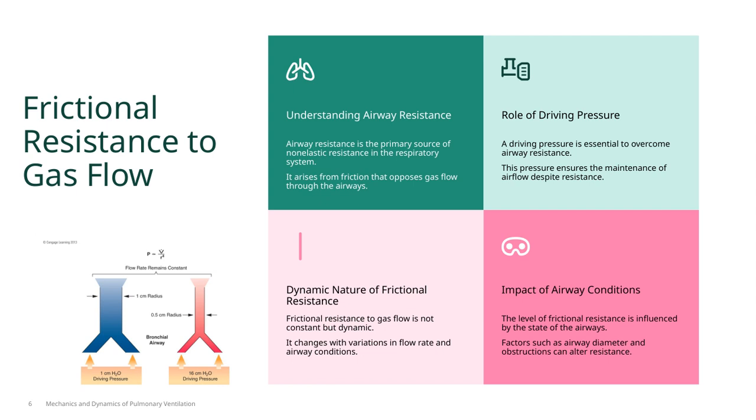For example, if the airflow increases during vigorous breathing, the resistance can also increase because of greater friction. Conversely, if the airways are constricted or partially blocked, resistance can rise significantly, making it harder for air to pass through. This brings us to the impact of airway conditions on resistance. The state of the airways, things like diameter and presence of obstructions, play a crucial role. Narrower airways or obstructions lead to higher resistance, which means more effort is needed to move air in and out.